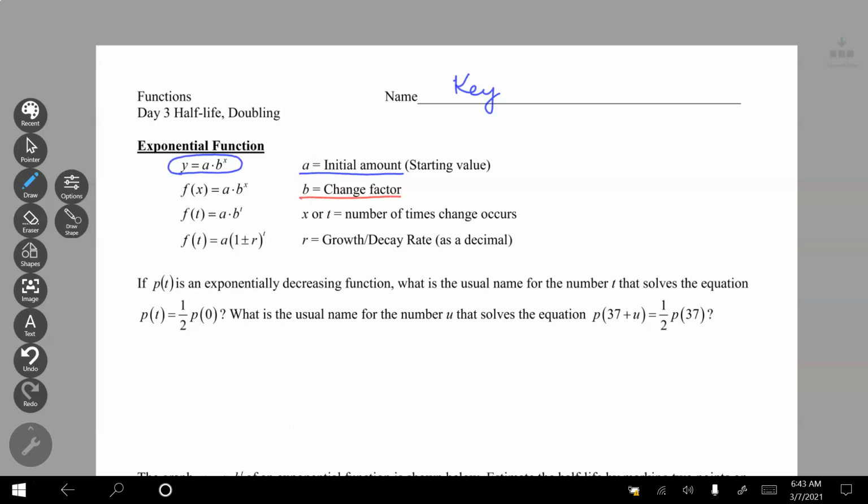B is the change factor. So this inside the parentheses is the b value. But r is a rate, some percent. So r is equal to the percent divided by 100.